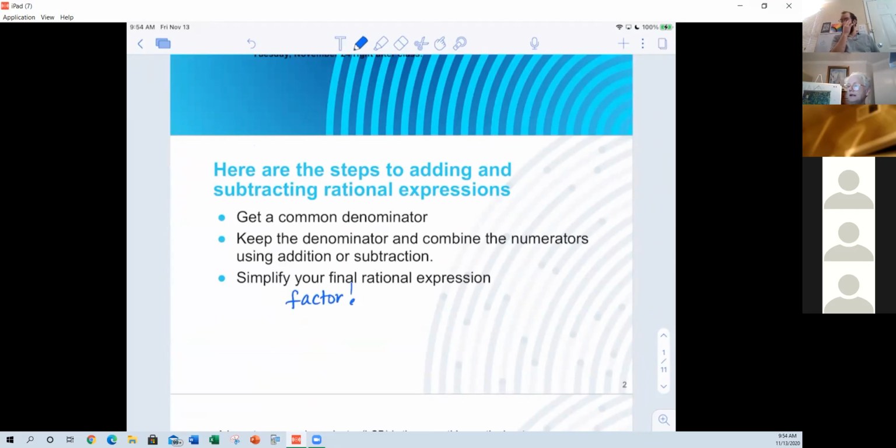You get a common denominator, you keep the denominator, combine the numerators, and then you simplify. And a lot of times, to simplify, you have to factor the numerator to see if anything will cancel with the denominator.